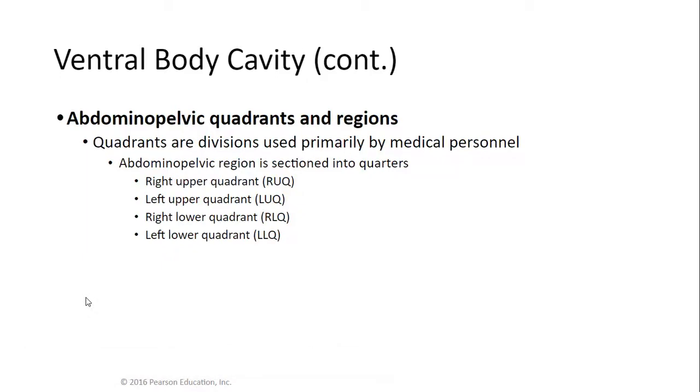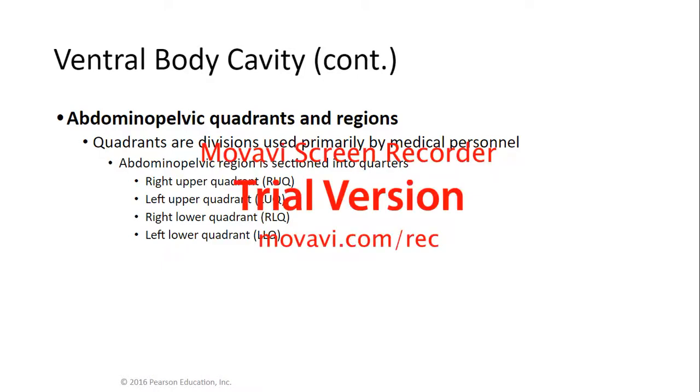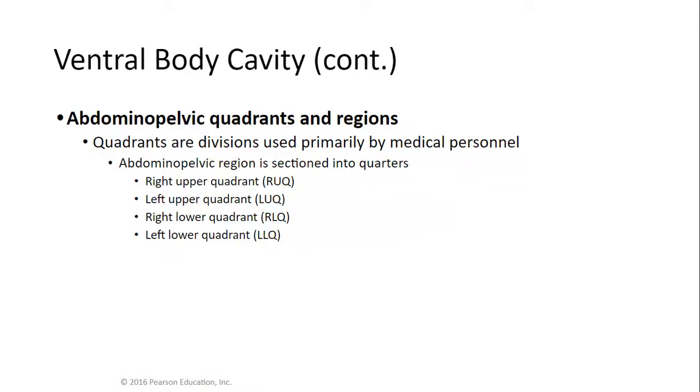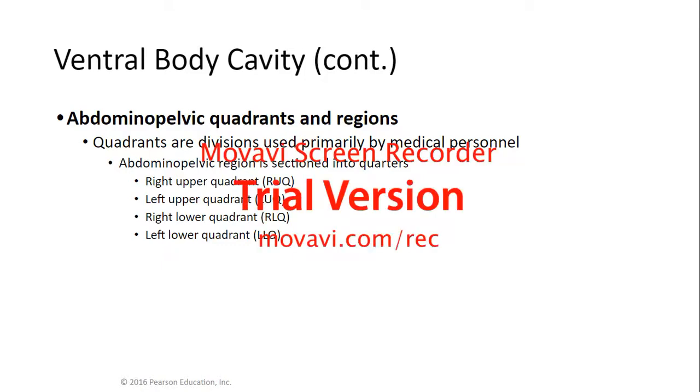All right, so the abdominal pelvic quadrants. You need to also know the next figure that's coming up with the quadrants, because different organs are located in these different quadrants. If you know what organs are in the right upper quadrant versus the left upper quadrant versus the right lower quadrant and the left lower quadrant, that will help you out also.